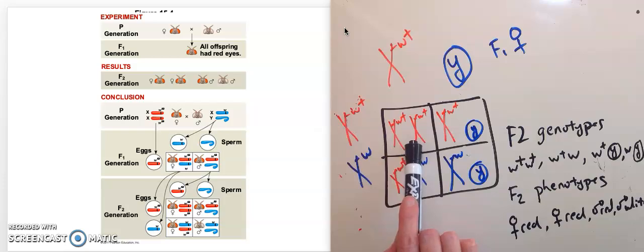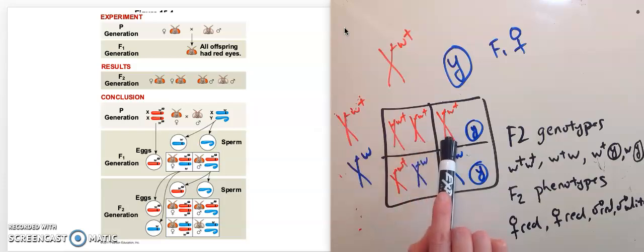Half of the offspring got the dominant red eye gene from their mom and had red eyes. And half of the offspring got the recessive white eye allele from their mom. These daughters are heterozygous and have red eyes, but these sons are hemizygous. They have just 1 copy of the gene, and the 1 copy they have is the recessive white allele. So they have the white eye phenotype.